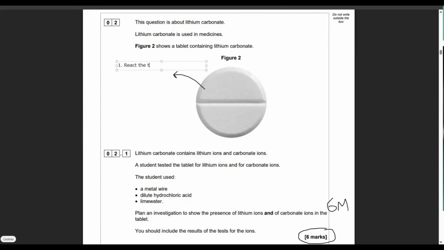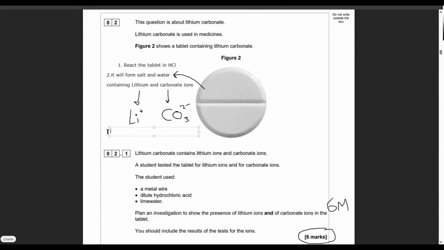Okay, now the first thing you could do is there's 2 options here. You could dissolve the tablet in water. Most carbonates don't dissolve, but lithium and sodium carbonate do dissolve. So you could just dissolve it in water and that would free up the ions, so the ions are free to move, your Li+ and your CO3 2- ions. Or you could dissolve it in acid. It's going to form a salt and water, so you're going to get lithium ions knocking about there as well. Personally, I just dissolve it in water. Just dissolve in water, and it will contain lithium and carbonate ions.